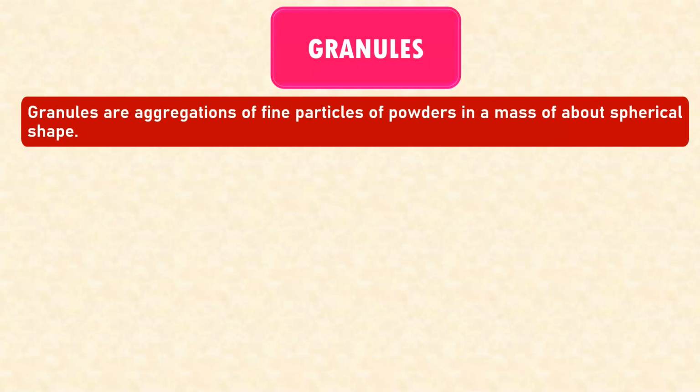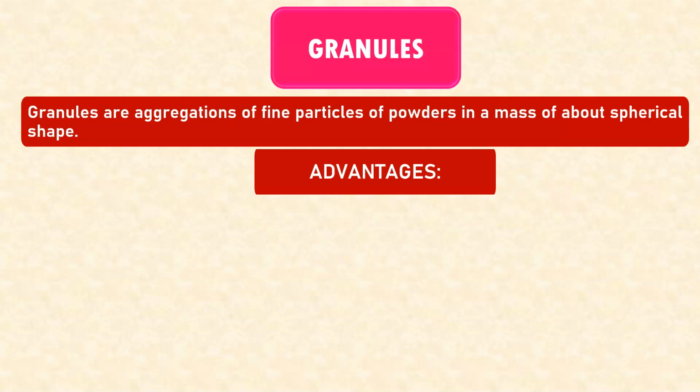So starting with granules. What are granules? Granules are the aggregations of fine particles of powders in a mass of about spherical shape. There are certain advantages of granules. So let us see the advantages of granules.